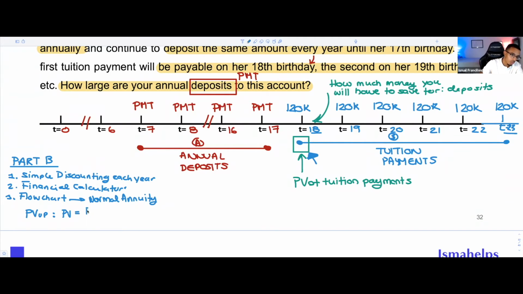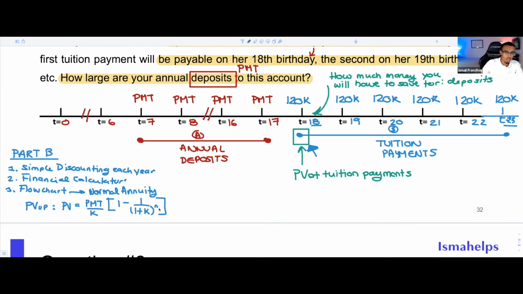So you'd have payment over K times 1 minus 1 over 1 plus K to the power of N. And that would be your formula. And just to make it super clear, we have our payment, we have our K, and we have our N.